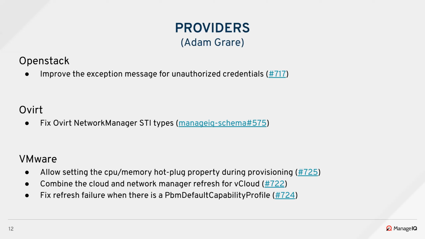We also finished combining the Cloud and Network Manager refreshes for VMware vCloud, which is a more efficient way of doing the refresh. We also fixed a bug in the storage manager for vSphere. If there was a PBM default capability profile, we didn't have that parser defined, and so the refresh was failing. So we fixed that up as well.